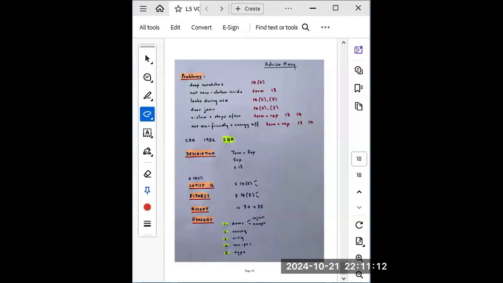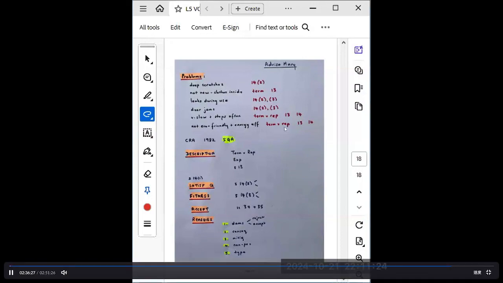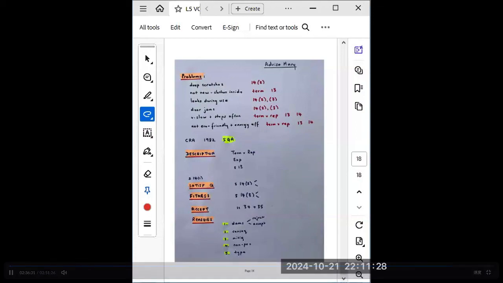businesses cannot be consumers. We're told that Mary buys an industrial washing machine for business use. So she's running a laundrette business. So Mary is not a consumer. Conclude: CRA does not apply.